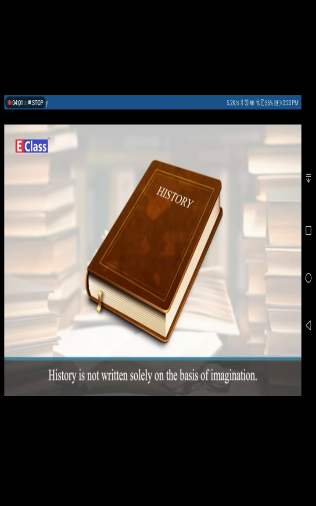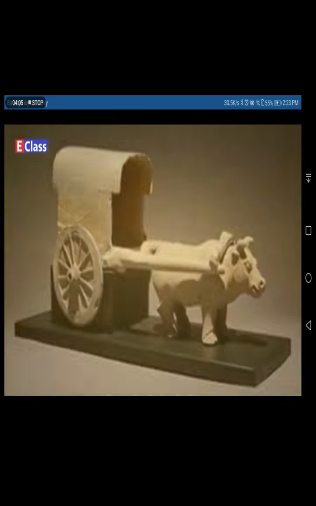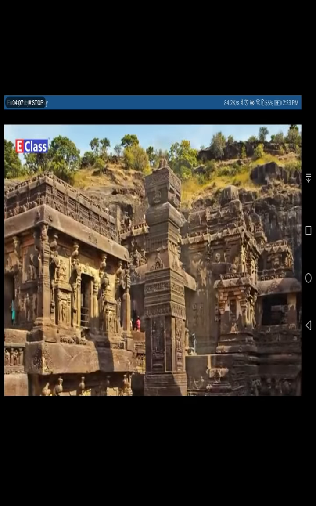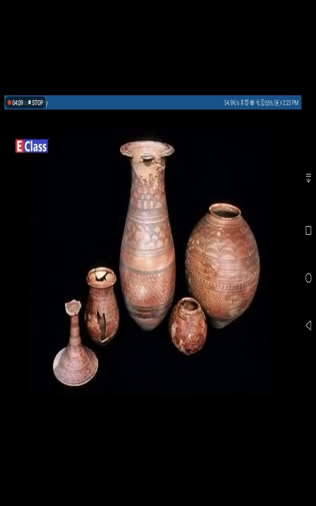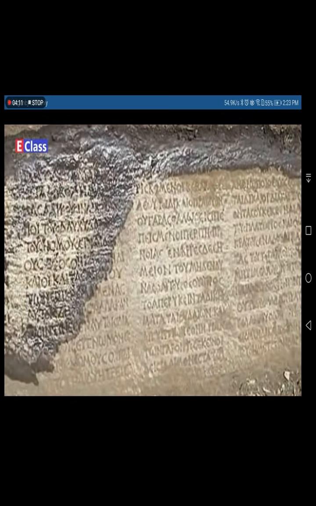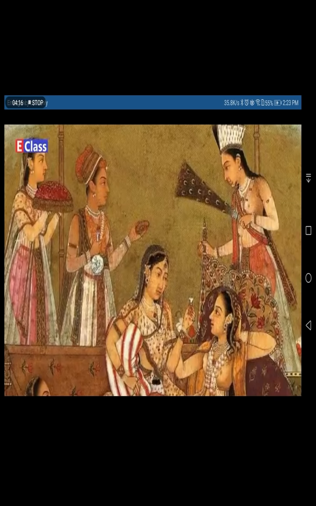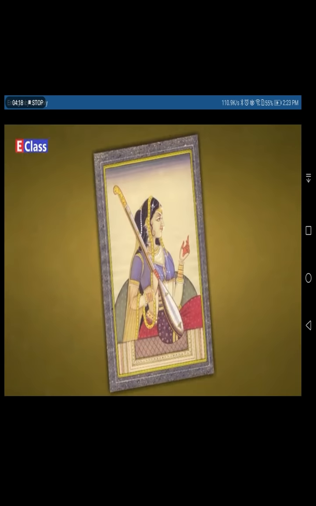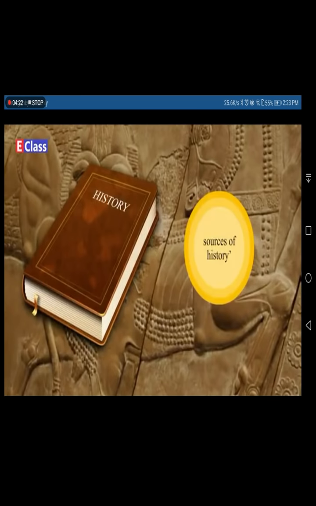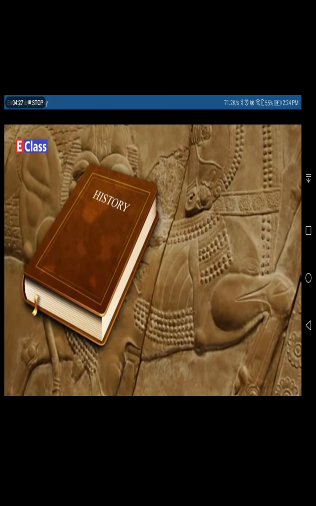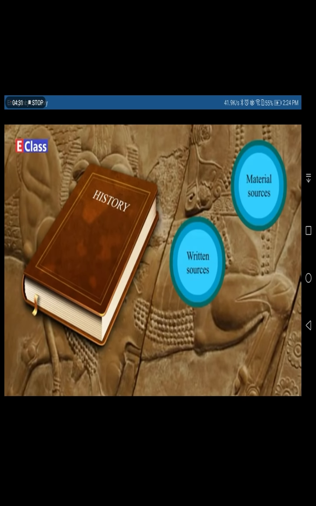History is not written solely on the basis of imagination. Ancient objects, structures, sculptures, pots, coins, inscriptions, copper plates, books, manuscripts, traditional stories, and songs remembered over many generations, etc., are the sources of history. The sources of history are of three types. 1. Material sources. 2. Written sources.